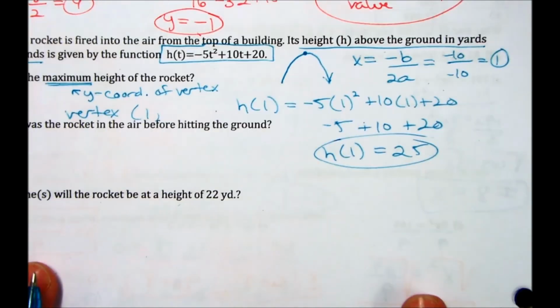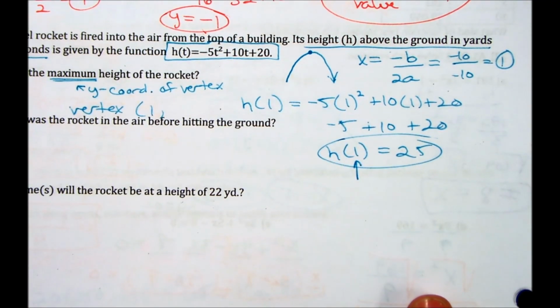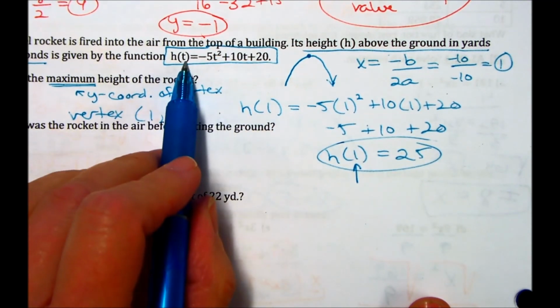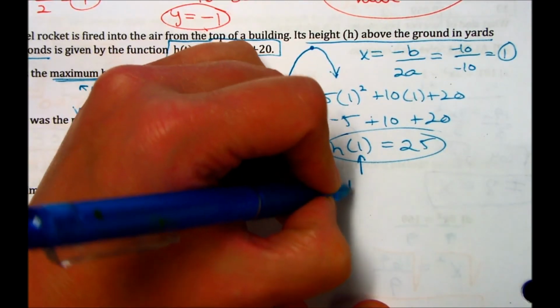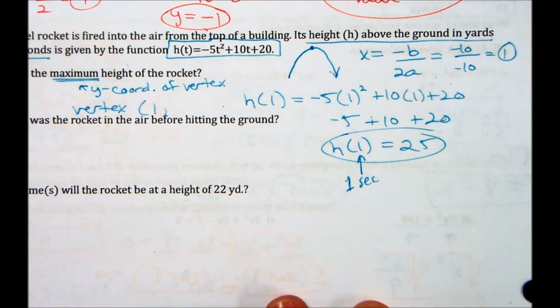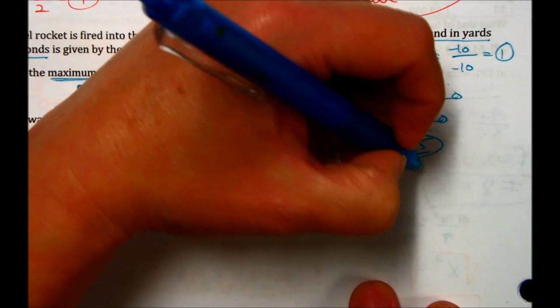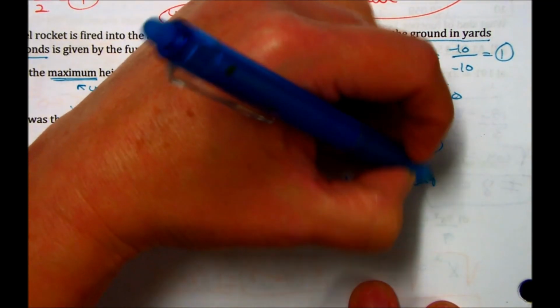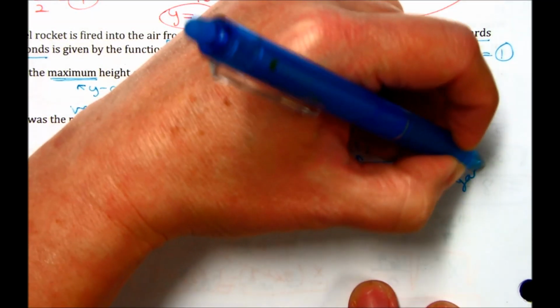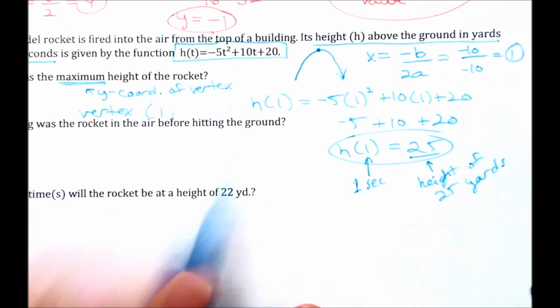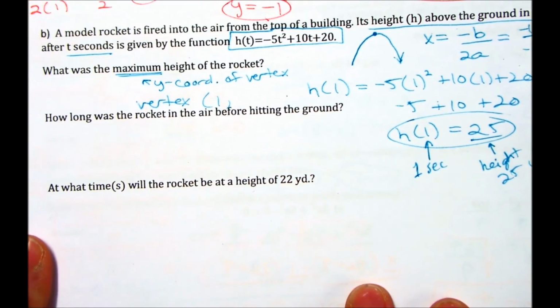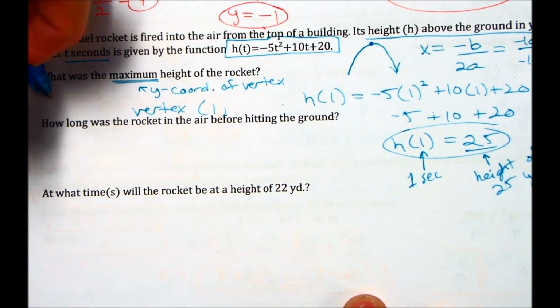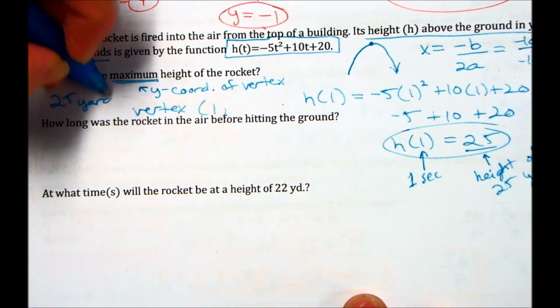So what have we really found? What does the input represent? Well, that's the t value. So what does t represent? Seconds. So after 1 second of the rocket being shot in the air, it has a height of 25 yards. And that is going to be the highest point that it's going to reach. So the highest or the maximum height of the rocket is going to be 25 yards.